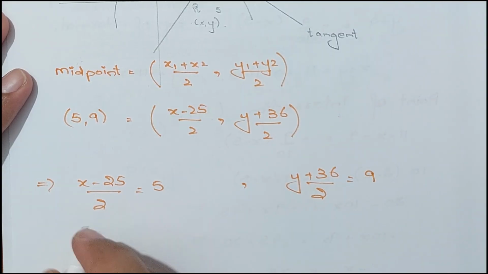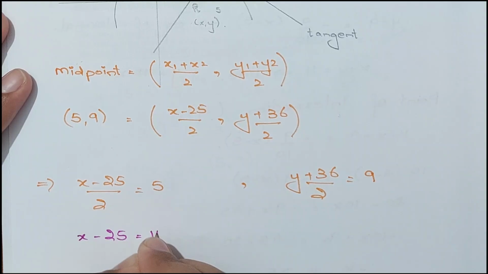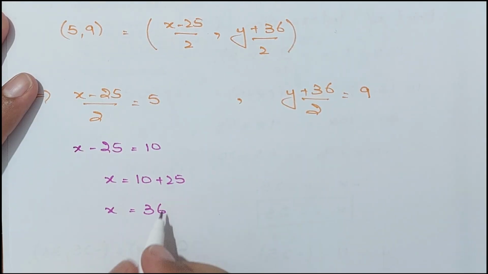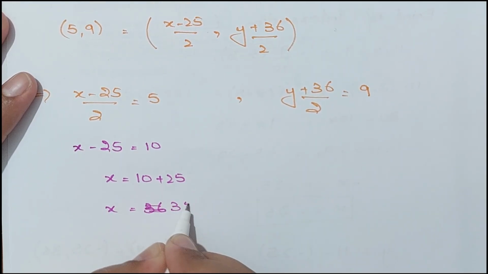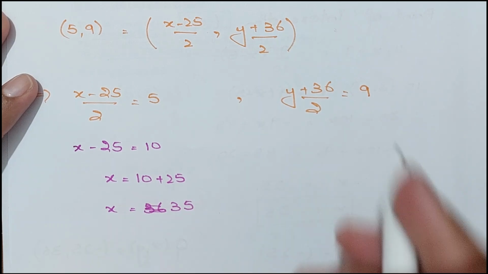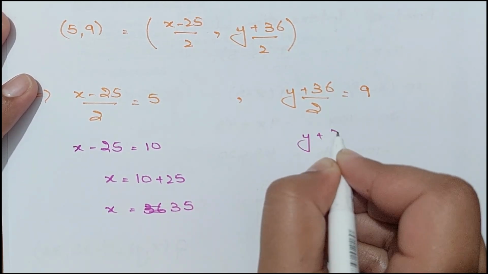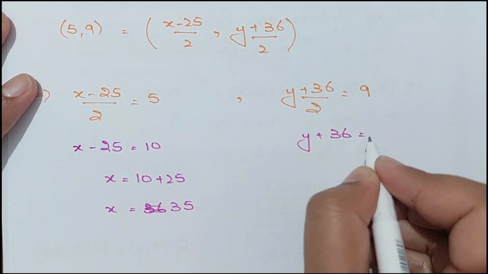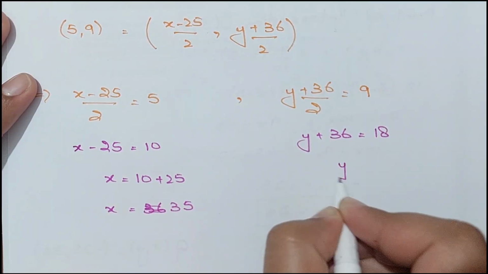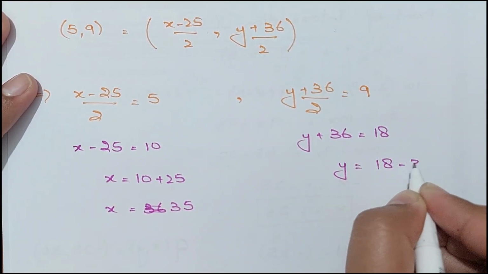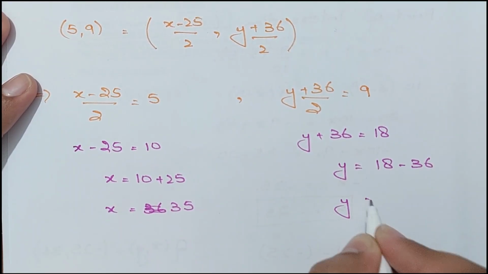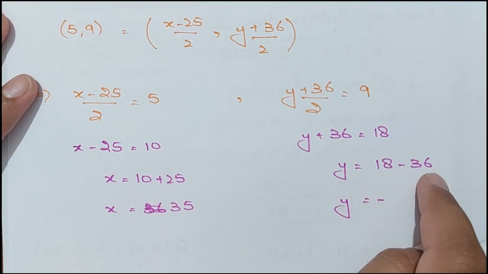Let me simplify it further. So x - 25 equals 2 times 5, which is 10. So x equals 10 plus 25, so the x coordinate is 35. So y + 36 equals 2 times 9, which is 18. So y would be equal to 18 take away 36.